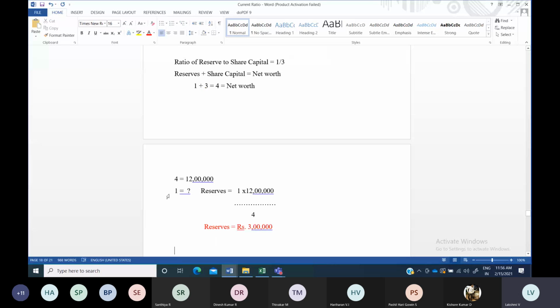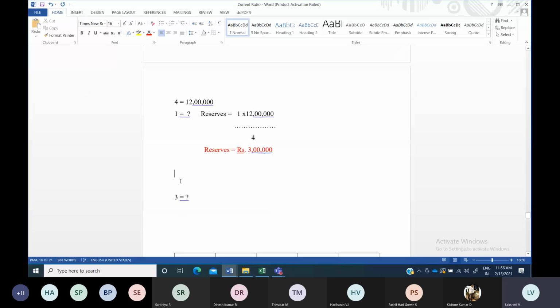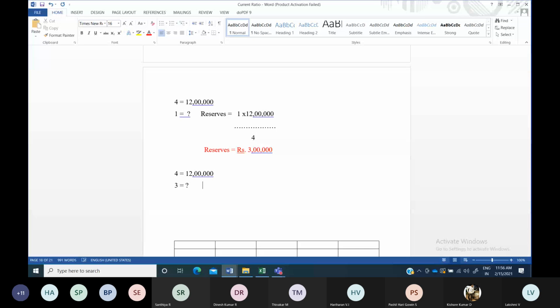And moving to share capital, you want to find out share capital. Here we took 1 for reserves, instead of that you have to take share capital as 3 here. Okay, share capital as 3. So if 4 is equal to 12 lakh, that is your net worth, then 3 is how much? That will give you the share capital amount.